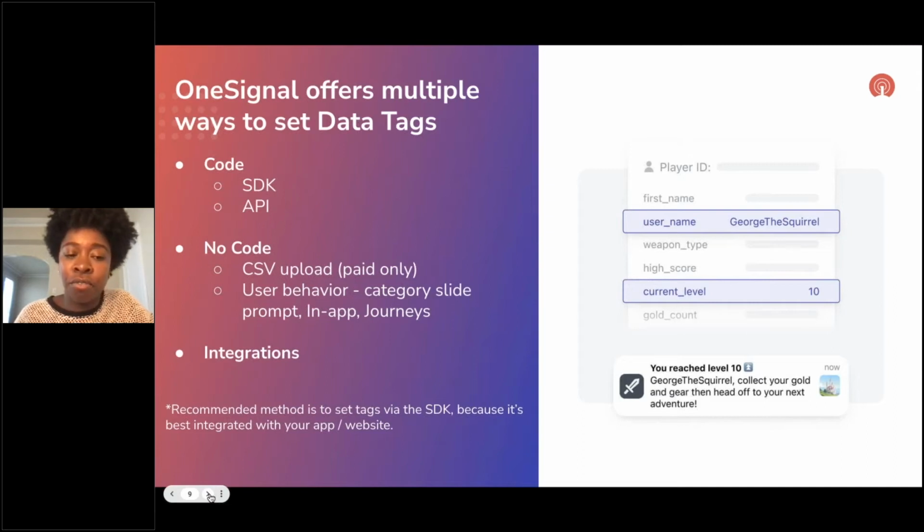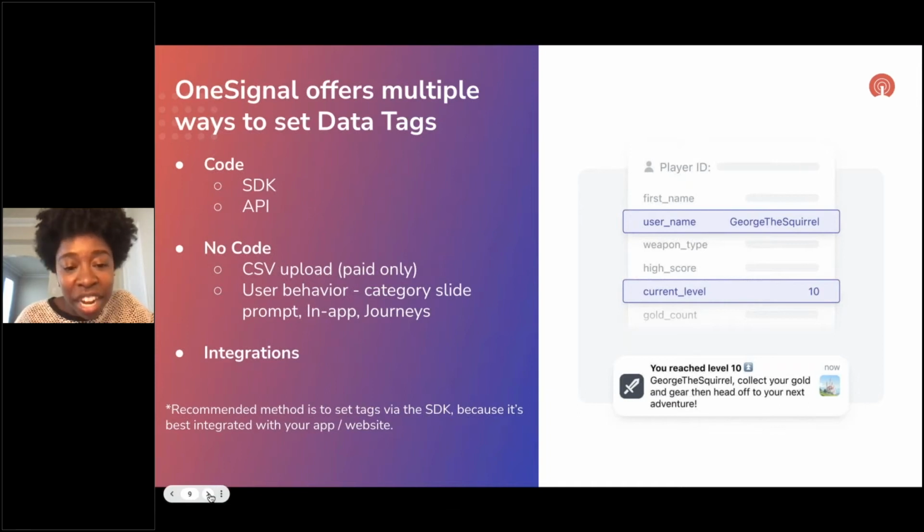There are a few ways within the app to incorporate data tags based on user behavior. For web push, we have our category slide down prompt. For mobile push, we have in-app messaging, and our new journeys feature offers a way to add data tags as well. Those are some of the no code options for those of you, like myself, that aren't coders.